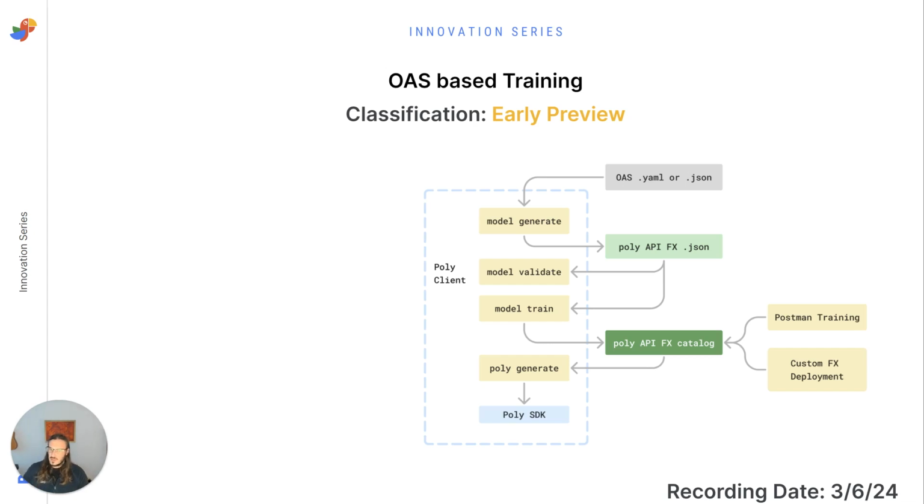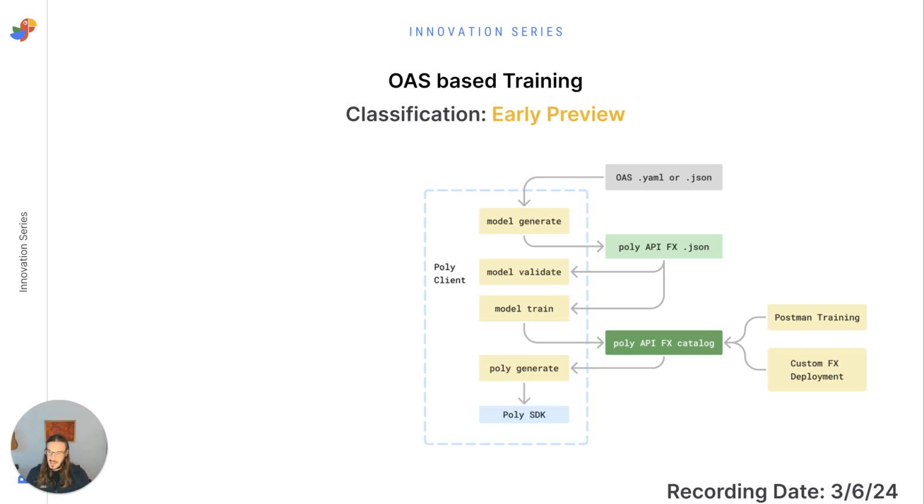Then we have an operation to validate that the model that was generated is good. This is just a sanity check to make sure that Poly will accept the JSON, meaning it's valid according to our structure. So just a quick way to verify. After that, you would run a model train command, which would then turn around and create functions for the new APIs in there, and basically make updates to the existing APIs.